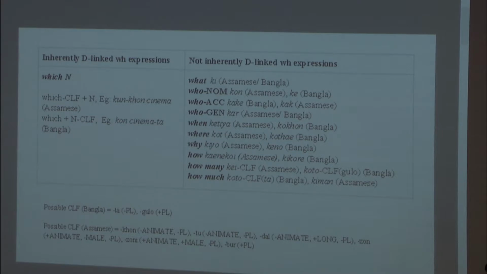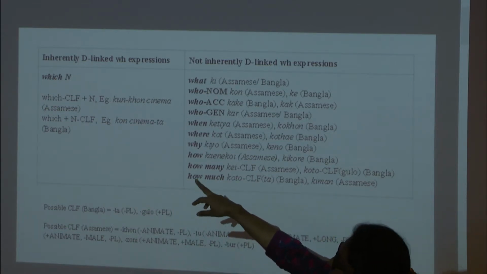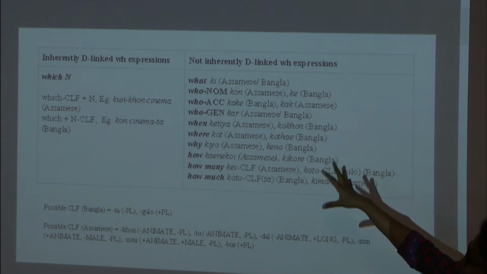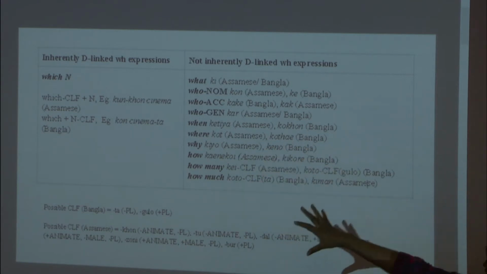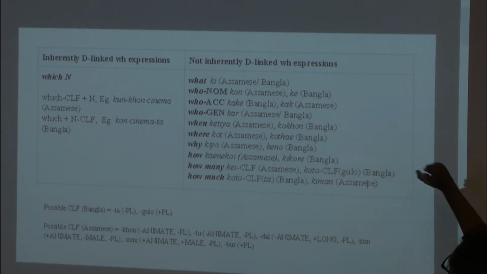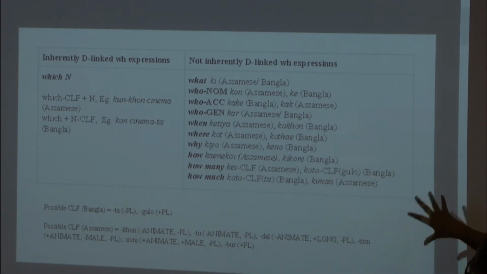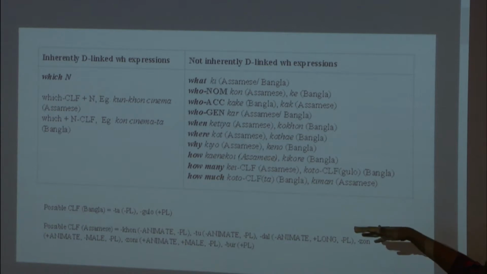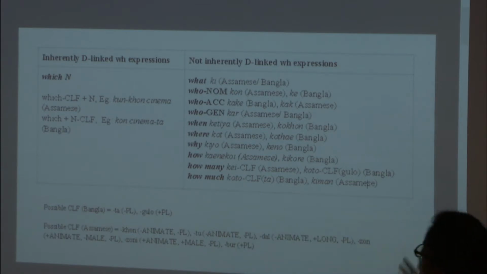So there's just one distinction between Assamese and Bangla as far as our delinked WH is concerned. The Assamese one has a structure of WH followed by the classifier and then the noun phrase. In Bangla we always get the WH followed by the noun and then the classifier. And these are all our WH expressions that are not inherently delinked: what, who, and for the various cases, and then when, where, why, how many, and how much. And the classifiers can be any of these.